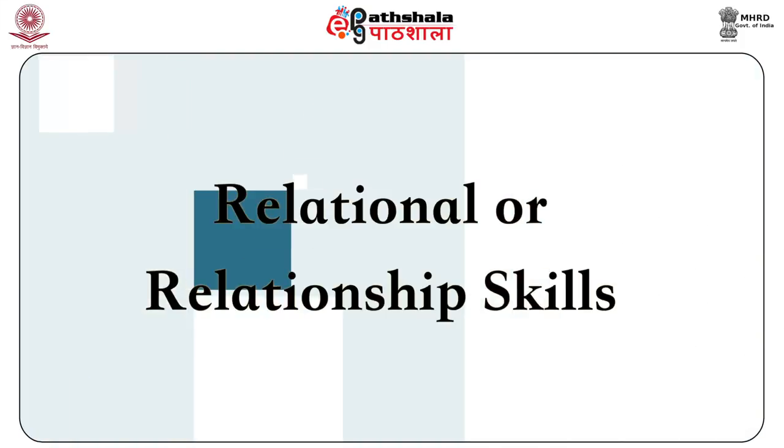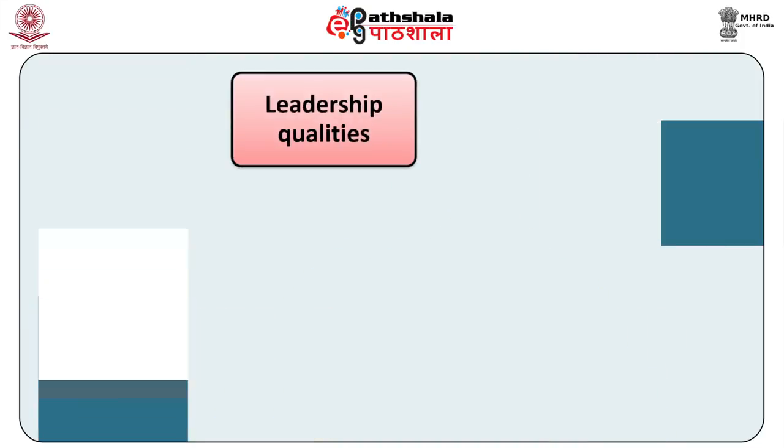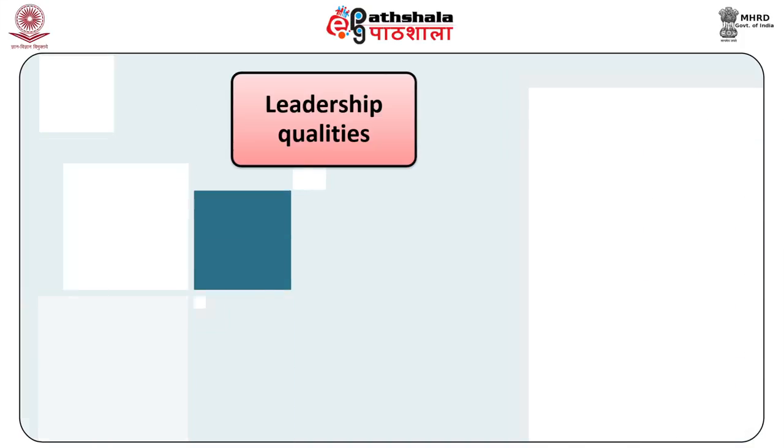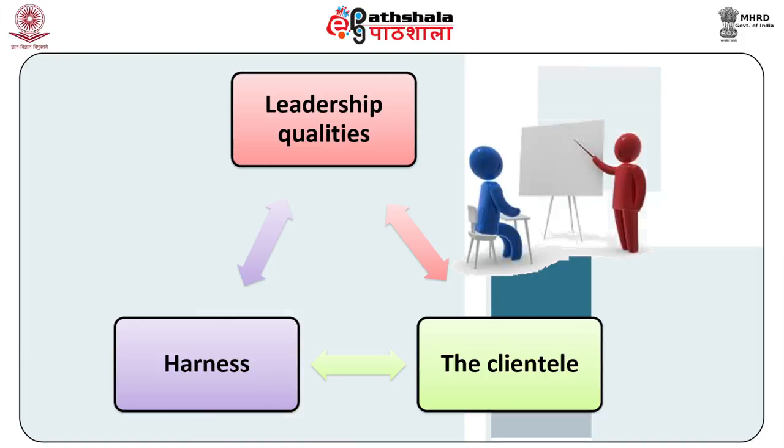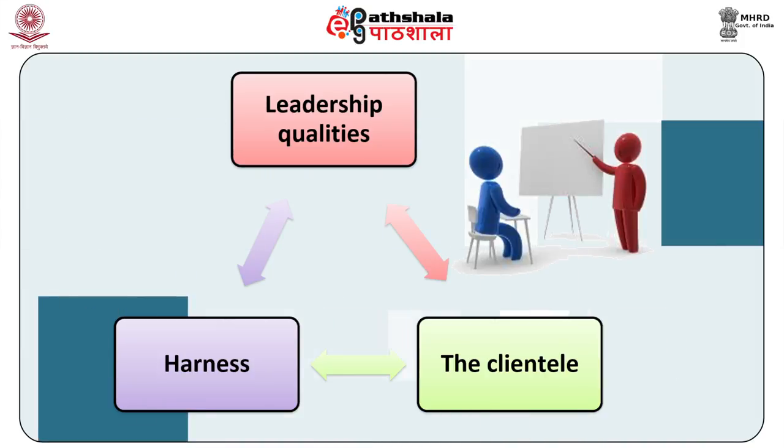Relational and relationship skills. The social worker should have skills for building rapport with individuals and groups and skills for maintaining these relations. He or she should be able to develop and maintain professional relationships with the clients and the agency. The social worker should have the ability to identify the leadership qualities among the clientele and should be skillful to harness these qualities for social action. Along with this, working harmoniously with the established local leaders is also needed. He or she should be able to deal with intra-group and inter-group conflict effectively.